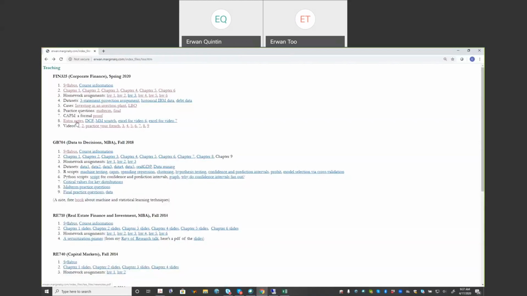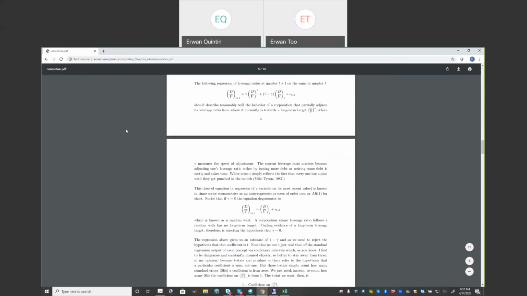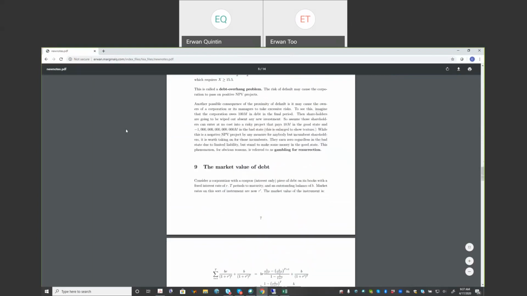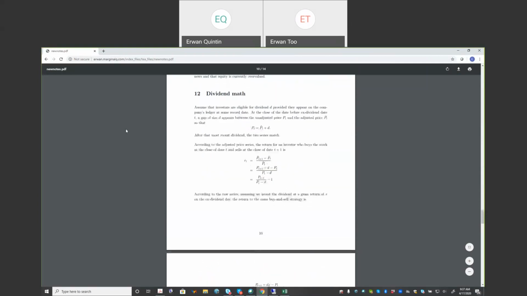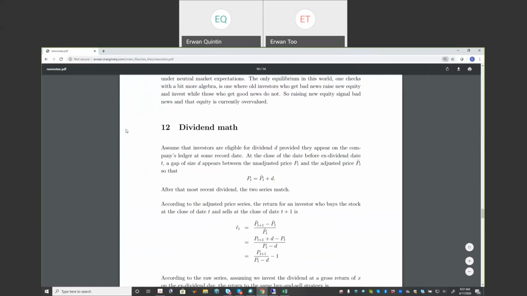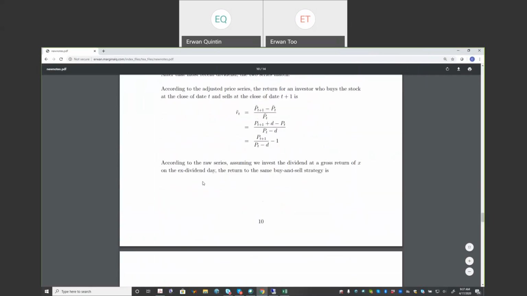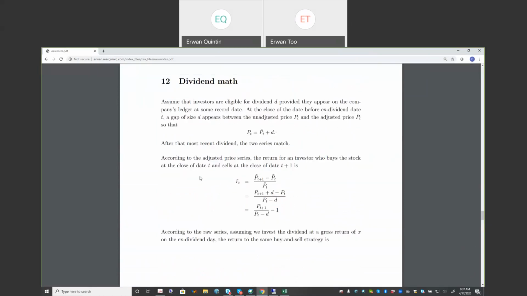So let's go to my notes first of all, and let's go down to the dividend section of my notes right here. It's called dividend math. So there we go. So the algebra that you see here, and we're not going to go through it line by line because you can read it for yourself, is exactly what we did with that Caterpillar data that we downloaded from Yahoo Finance in the previous video.